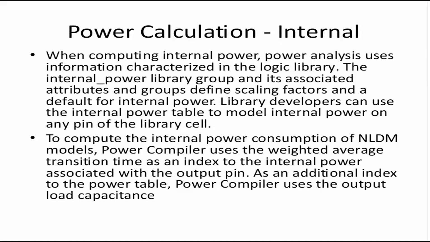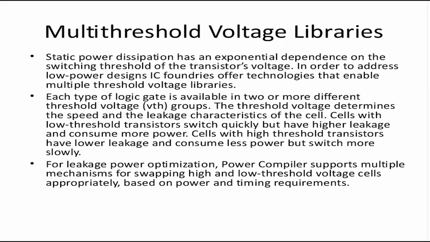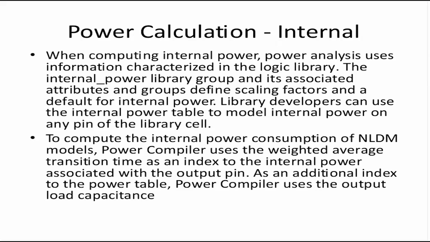So what we discussed in the last two slides was the power calculation for the static power, the leakage power. Now let's look at the dynamic power, or the internal power. When computing internal power, Power Compiler uses attributes. For leakage power, the attribute was cell leakage power. For dynamic power, the attribute is called internal power. That's why I have written internal power. Don't confuse it with the short circuit power.